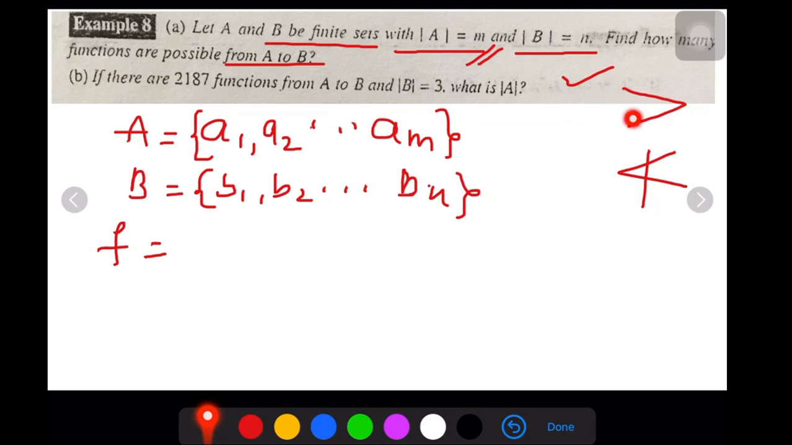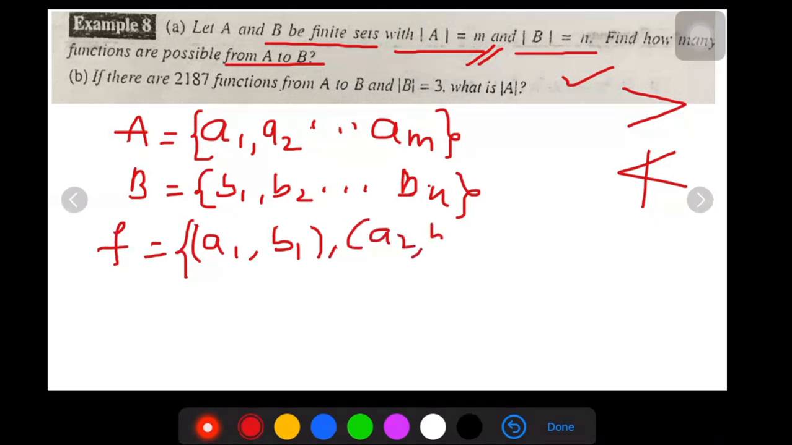So with this, I will start with the mapping. If I take A1, A1 cannot have all these as images, right? But all these elements can have the image B1. So with this symbol, all these can be paired with B1: A1 with B1, A2 with B1, A3 with B1, and so on, AM with B1.